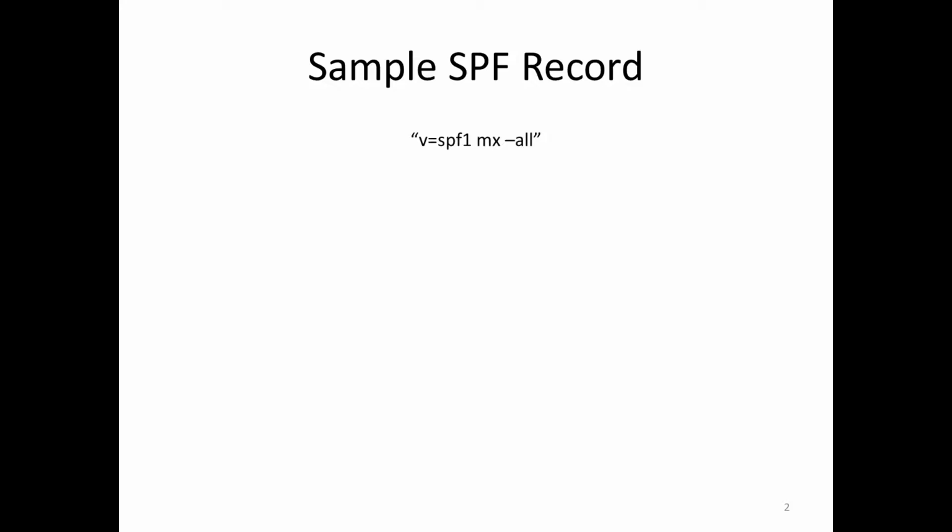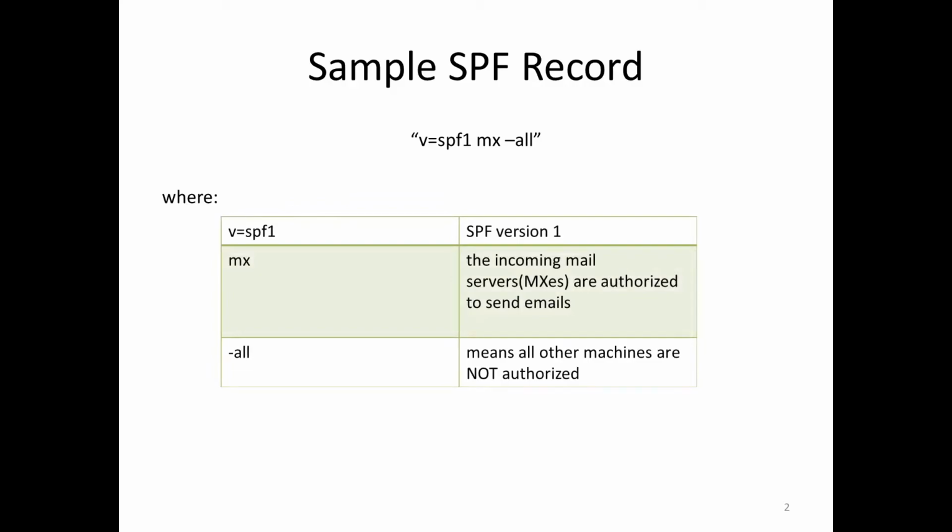We can see v=spf1 mx -all, where v=spf1 is the version. Obviously there is another version of SPF, but it is not widely used, so you don't have to worry about it. Here we can also see the MX.